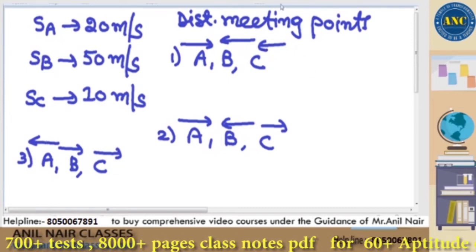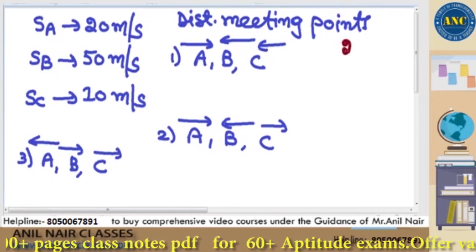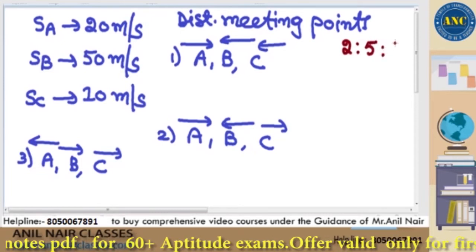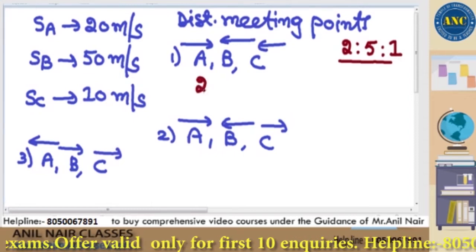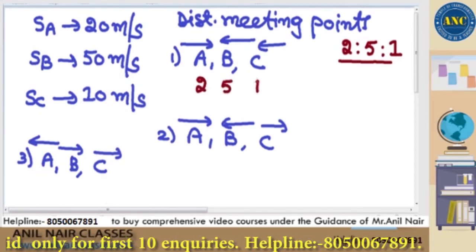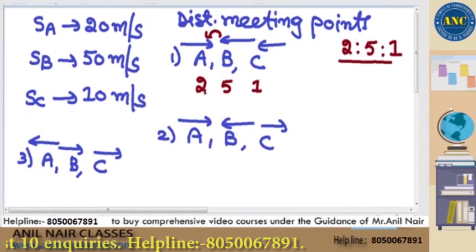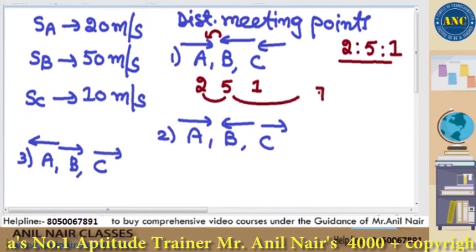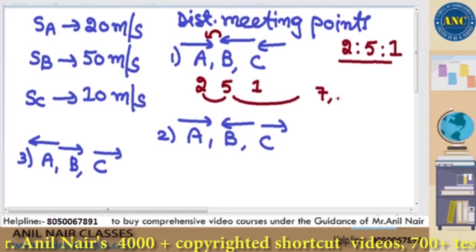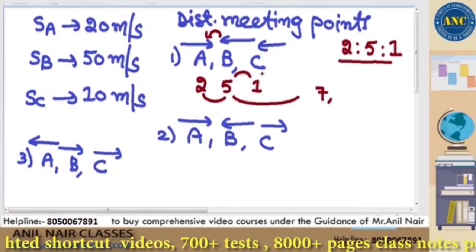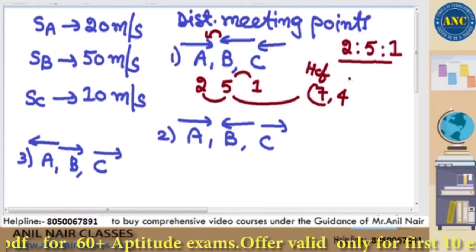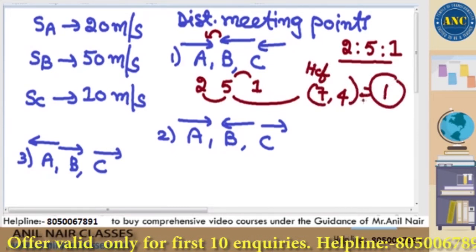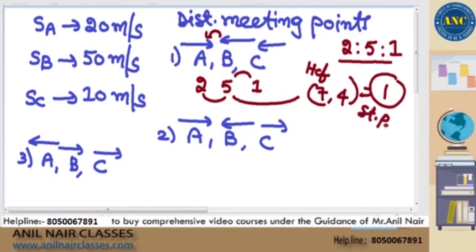No need to worry. First we will take the simplest ratio. Simplest ratio is 20 is to 50 is to 10, which is 2 is to 5 is to 1. Depending upon the directions, we will do plus or minus. Both are moving in the same direction, so 2 plus 5 is 7. Both are moving in the same direction, 5 minus 1 is 4. HCF of 7 comma 4 is 1. That means they will again meet at the starting point.